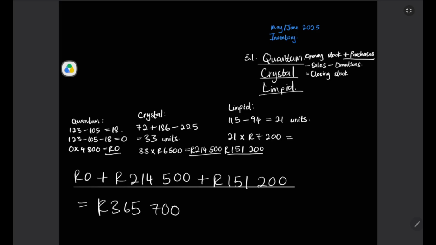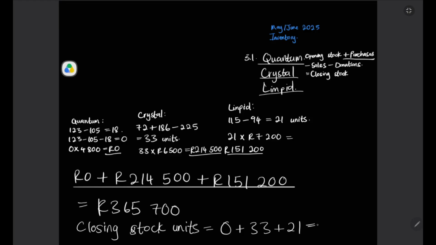365,700. Now, if you want to find your closing stock units, you can just add this with that and that, which should give you, let me say, closing stock units is equal to... It's not in rands because it's the units. 0 plus 33 plus 21, which should give you 54 units.